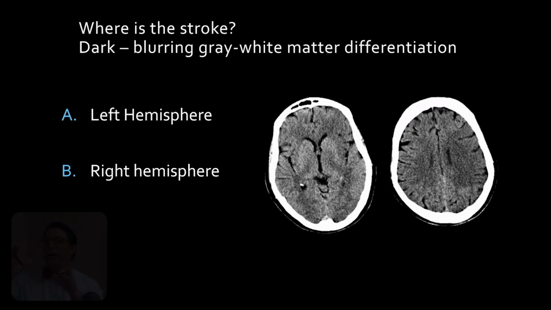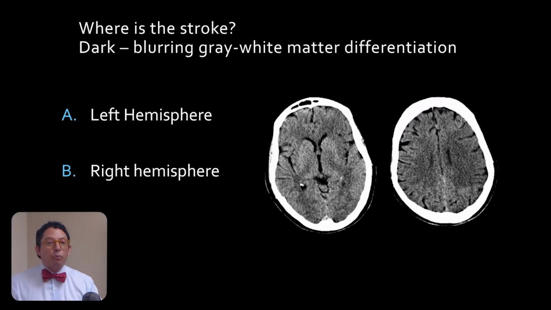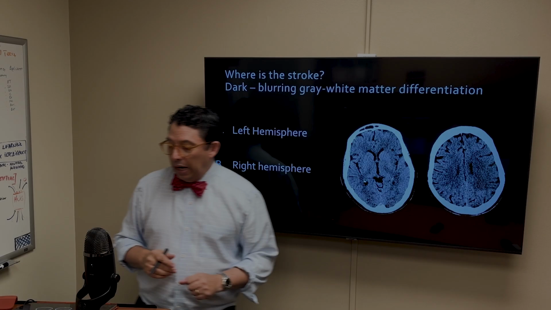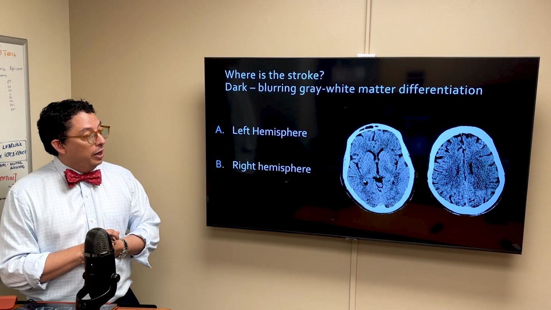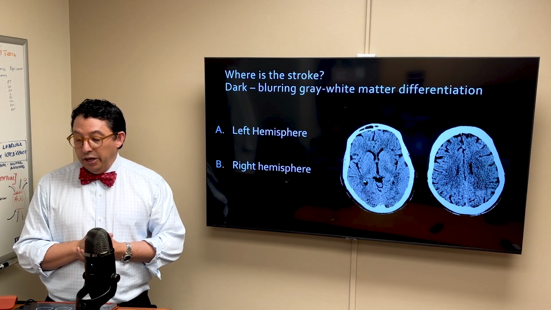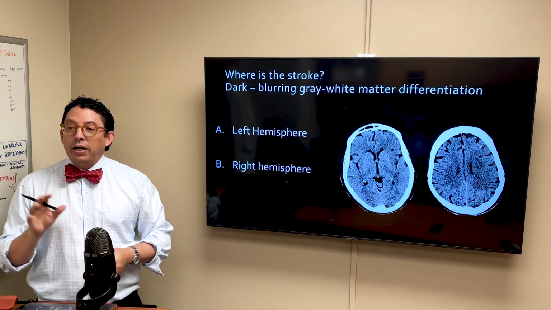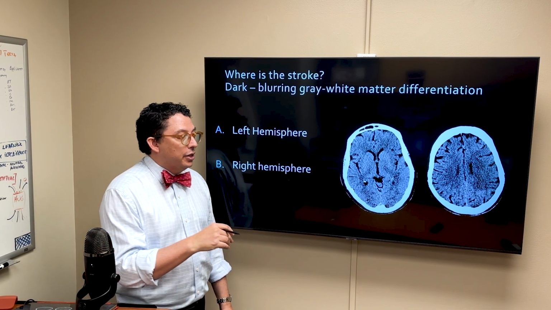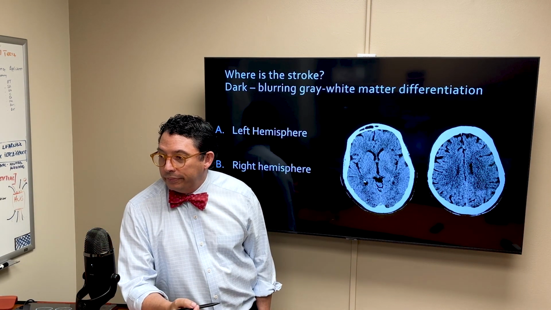Let's talk a little bit about disease. It's kind of boring when you don't see a little bit of disease when you're learning anatomy. So here we have a left and a right image. They both are of the same patient, and I'm going to tell you that this patient is going through a stroke.